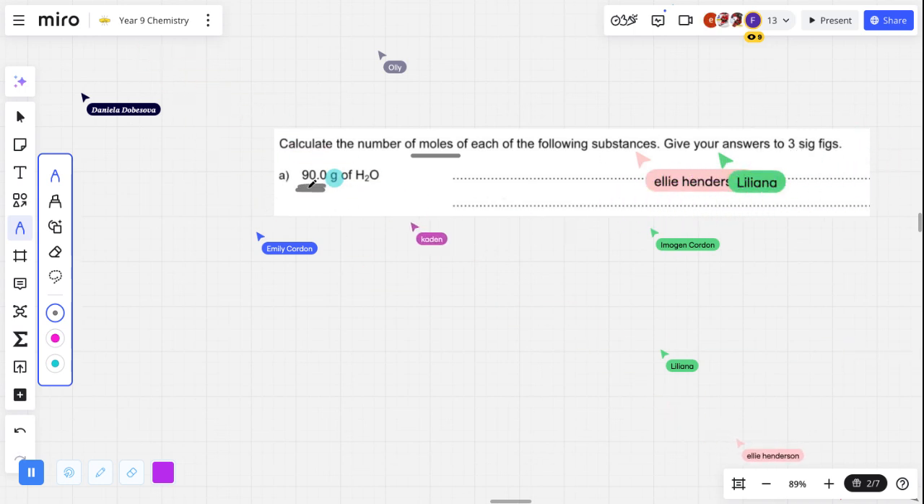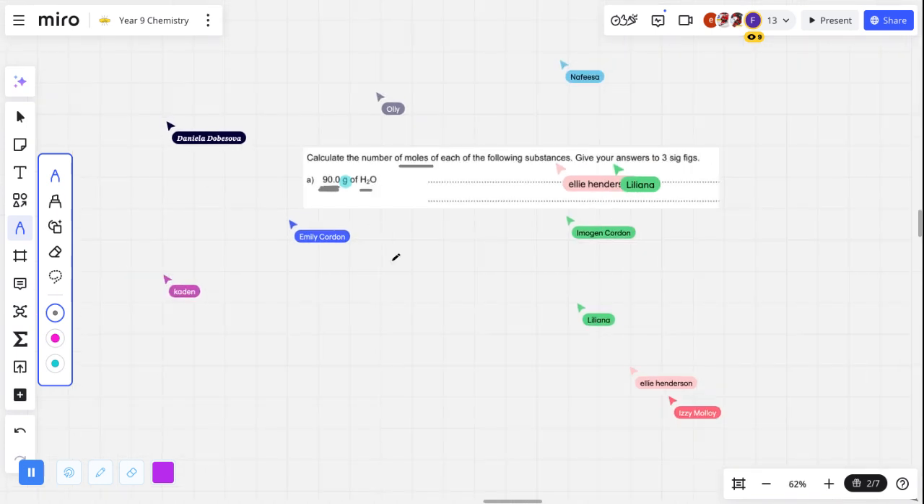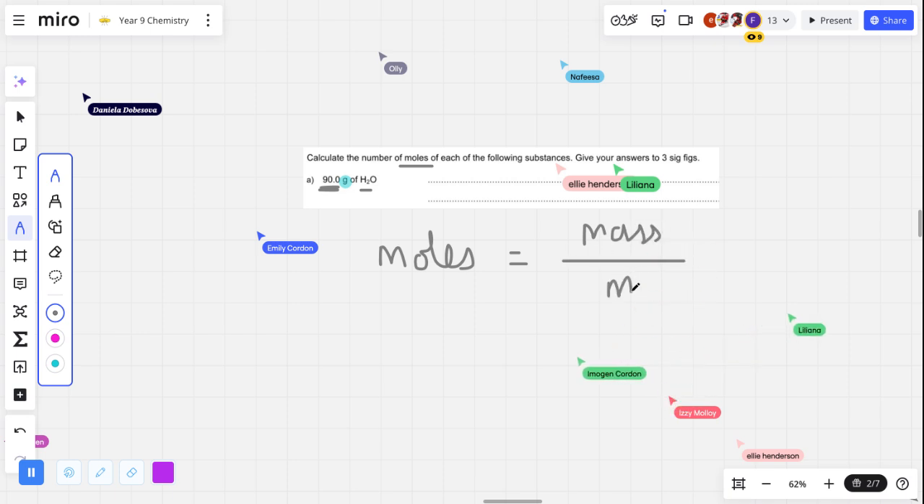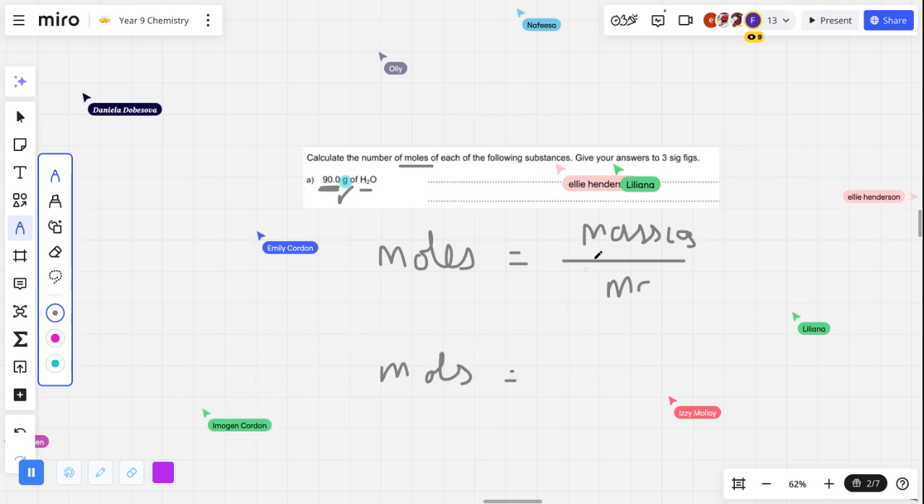I've got 90 grams of water. First thing you write out: moles equals mass over mR. Mass is always in grams. I'm happy the mass is in grams. Moles equals, now I'm going to change mass. They've given me mass, we'll change to 90 over mR.